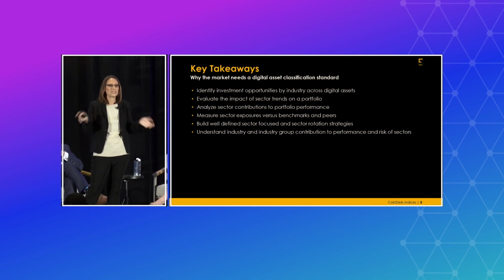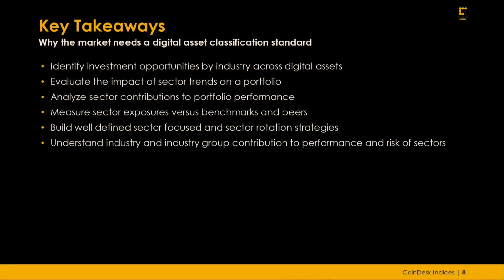So I'd like to leave you with a couple of key takeaways, because to have a digital asset classification standard is very important for making the essential decisions that we need to make for tactical and strategic allocations. And just as the GICS serves the traditional markets, the digital asset classification standard does serve for an accurate, complete, and standard definition of the digital asset industries. And this can help identify the investment opportunities, evaluate the impact of sector trends on your portfolio, analyze your sector contributions to the portfolio performance, measure your benchmark exposures to your peers, and build well-defined sector-focused strategies. And to understand what are the industry group and industry drivers that are contributing to the performance and the risk of the sector.